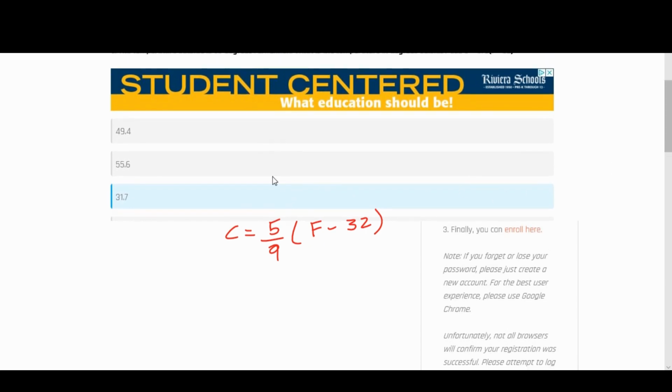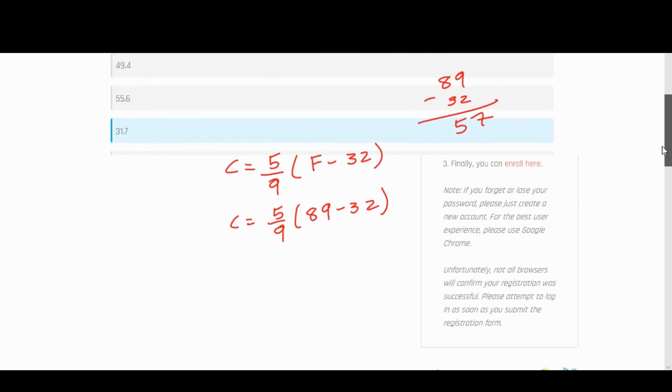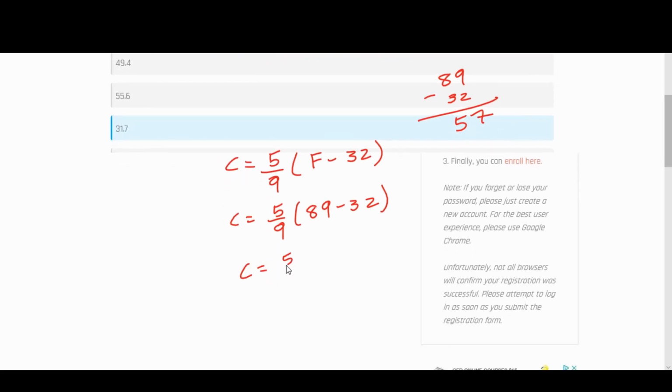We're asked to convert 89 degrees Fahrenheit to Celsius, so that's going to be 5/9 times 89 degrees Fahrenheit minus 32. Let's go ahead and work this out to the side. 89 minus 32. 9 minus 2 is 7. 8 minus 3 is 5. So 5/9 times, again, 89 minus 32 is 57. Now we got to do 5/9 times 57.